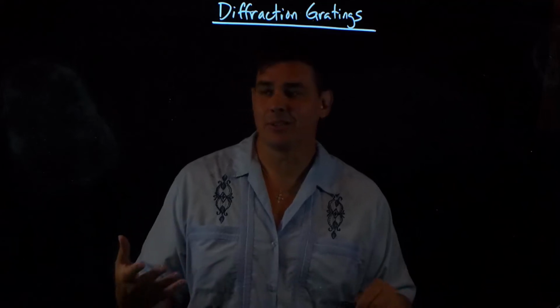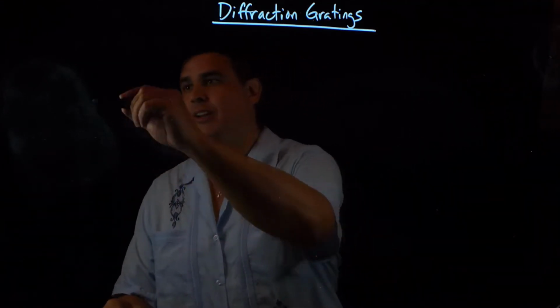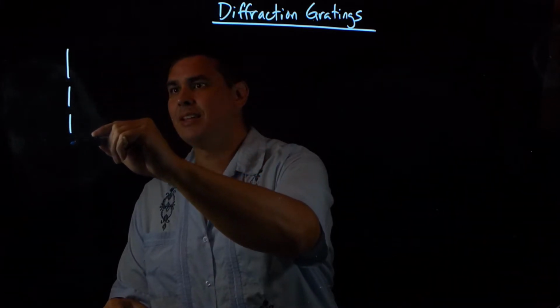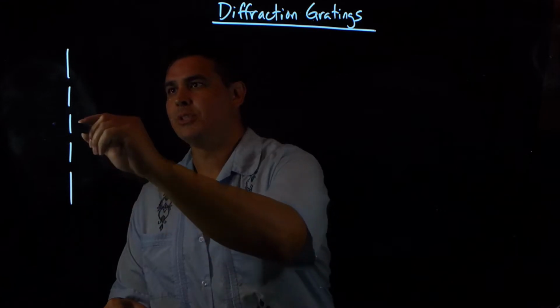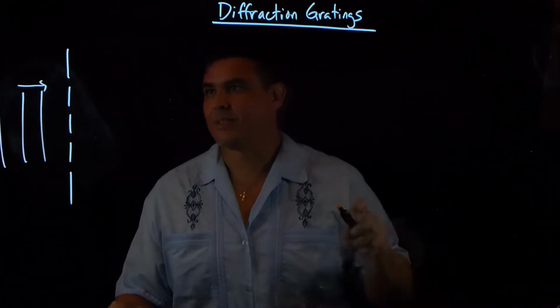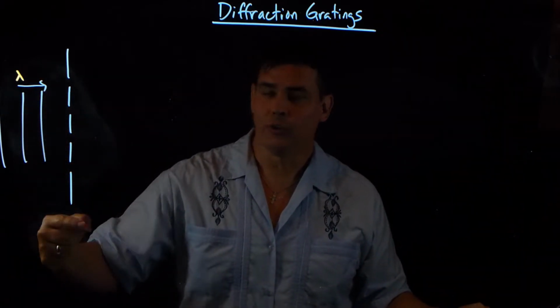All right, so we've talked about single slits, we've talked about double slits. Last thing we have to do with interference is talk about diffraction gratings. And so a diffraction grating is basically anything that's more than two slits, right? So here's my light coming this way, and it's got some wavelength. And now there's 4 openings.